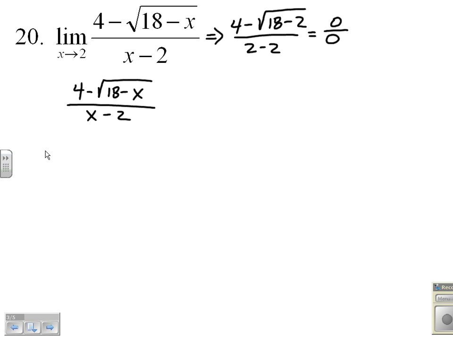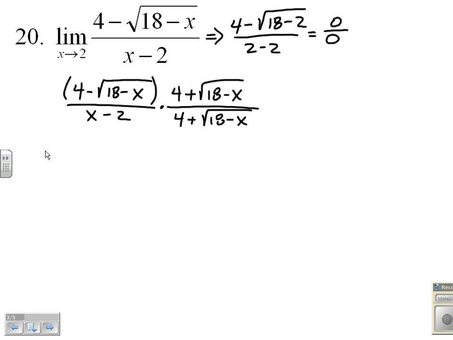Well, the messiest part of this, in my eyes, is our radical in the numerator. And if I wanted to get rid of that, I could use a conjugate, 4 plus root 18 minus x. Unfortunately, that means I'd have to multiply the bottom by 4 plus root 18 minus x. But sometimes just changing the form is helpful. And this is going to end up being one of those times.